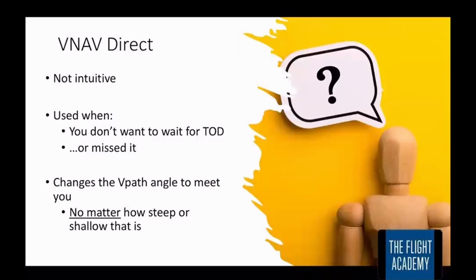VNAV Direct will change the VPath angle to meet you, but remember, it doesn't matter how steep it is. It's a computer. You said, make me a descent angle as steep or shallow as it needs to be to get me to the altitude in my flight plan when I get to that fix. And if that's descending at 1,500 feet a minute, unable to slow down with your power at idle and ripping the wings off, it will absolutely program that. So you have to still be in the process. So VNAV Direct is not an end-all solution, but it can certainly solve some problems.